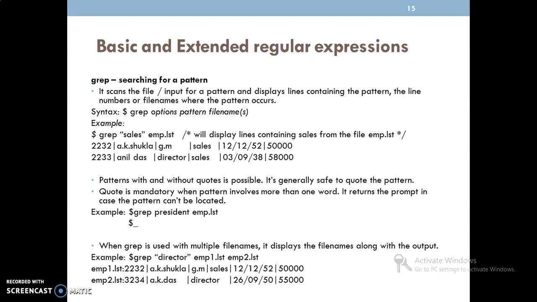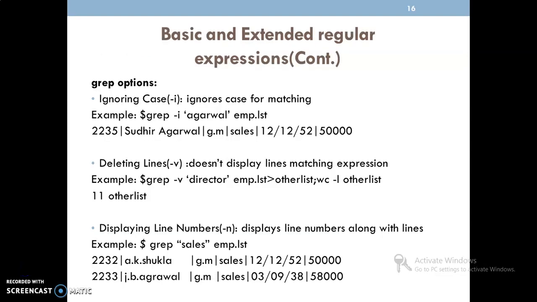When grep is used with multiple file names, it displays the file names along with the output. We wanted to find the pattern director in the employee1 and employee2 files. But in this case, the output starts with the file name. We can see the output here, employee1.lst and employee2.lst, and the remaining output as it is.